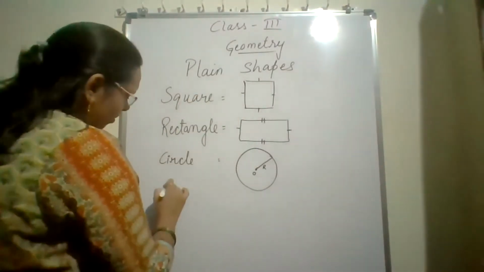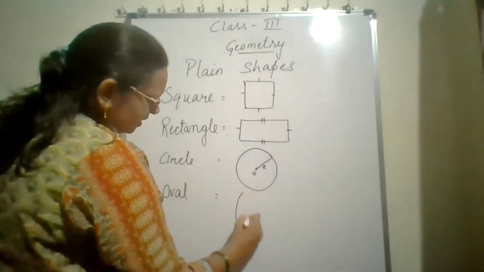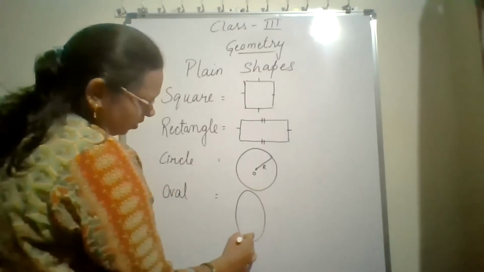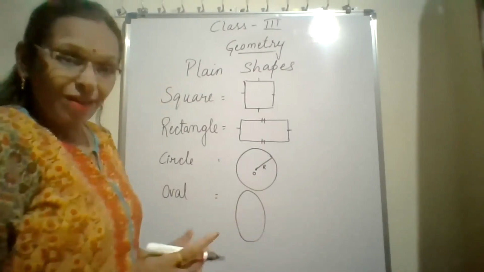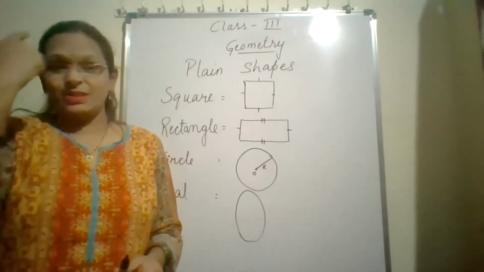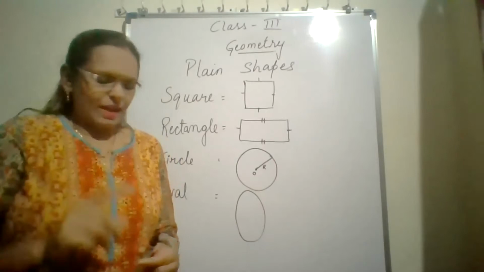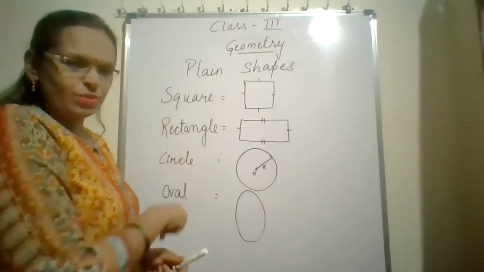Next comes oval. See this type of shape of a rugby ball, or see my face is also oval. It is not a circle, right? Next comes, is it clear to you?